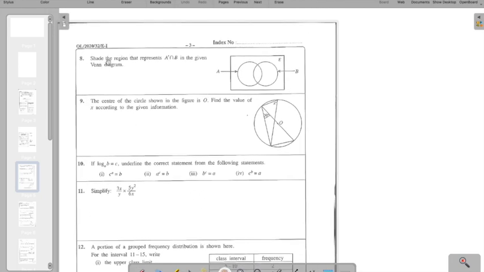Question number 8, they have said shade the region that represents A dash intersect B in the given Venn diagram, right? So they have marked this. Make sure you always put your index number here, right? So A dash intersect B, you should shade this region. When you shade these types of regions, make sure you use straight lines, because I'm using the laptop, I can put straight lines, I'm not used to it, right?